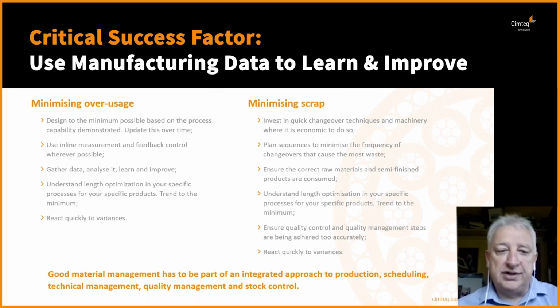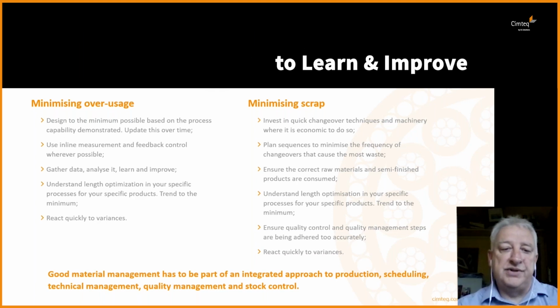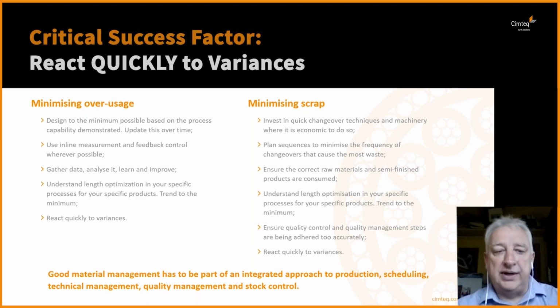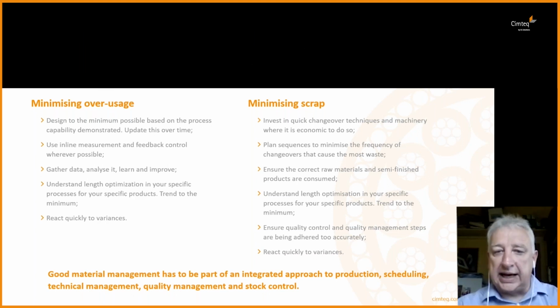A particular one is understanding length optimization in your specific processes. This is when we start off at the beginning with 1,030 meters, we end up with 1,020 meters at the next process, 1,010, and we're making a kilometer for the customer. Just understanding your particular environment for your designs and the losses in length can save an awful lot of materials. And react quickly to variances. Absolutely, every time if we get unexpected scrap or unexpected overusage, we need to take action, because the best time to stop material waste is at the point that it's happening.